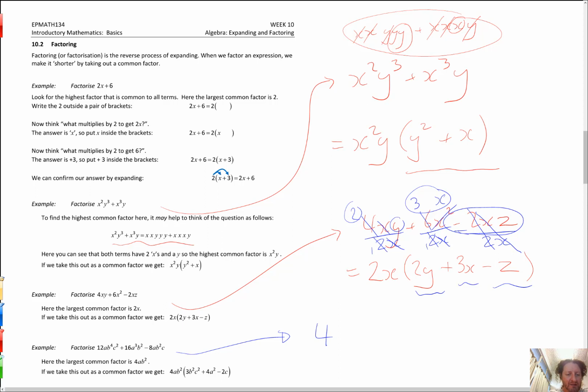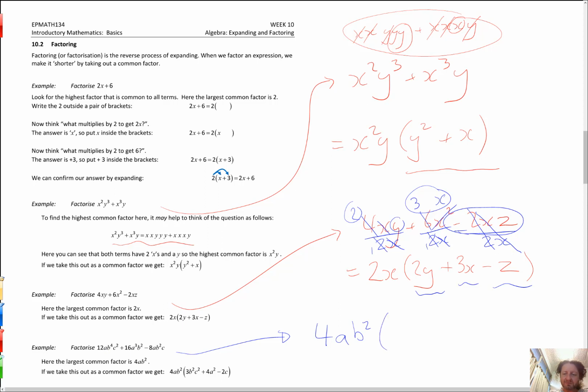I've got an a here, an a cubed and an a. So maximum I can take out an a out of each term. I've got a b^4, a b^2 and a b^2. So b^2 is the highest power of b that they all have. A c squared, no c's here, so I can't take c's out. 4ab squared is the best I can do.